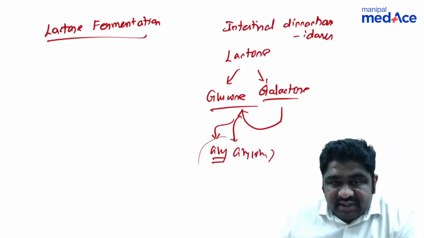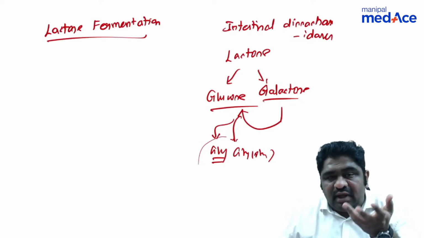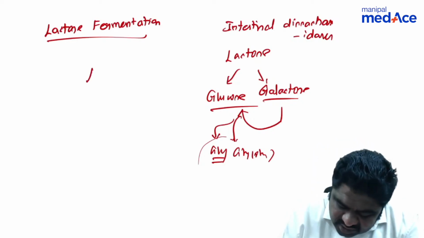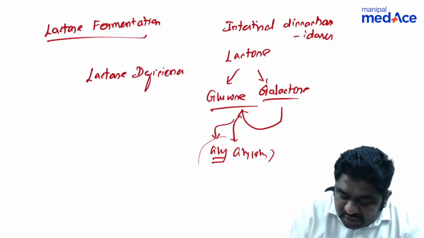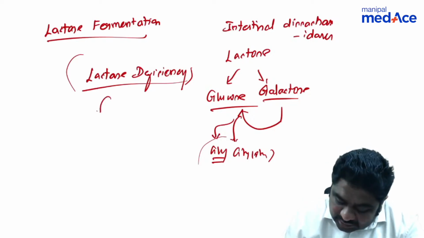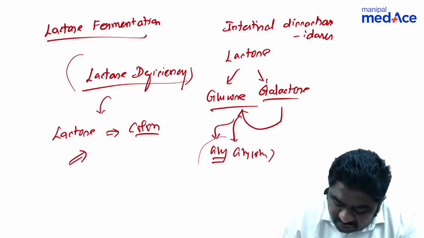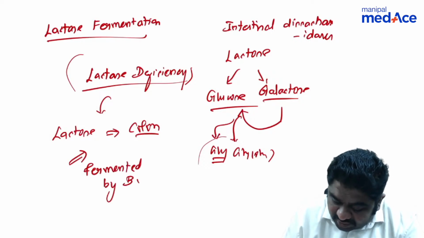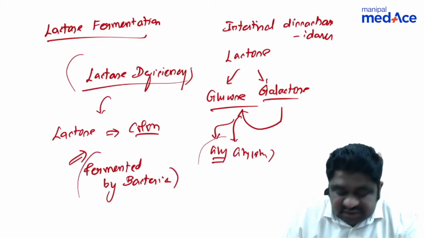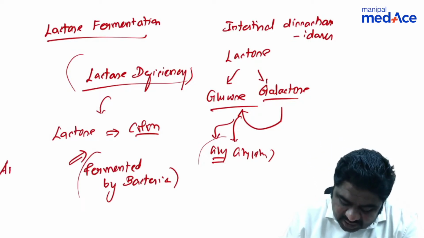Now, what if a human being has a mutation in the GIT because of which he is not able to produce proper lactase enzymes? So in case of lactase deficiency, the lactose accumulates, and that lactose goes into the colon. And in the colon, the lactose will be fermented by bacteria. Now, what is fermentation? Breaking down of any biochemical compound in anaerobic conditions. It is anaerobic breakdown.